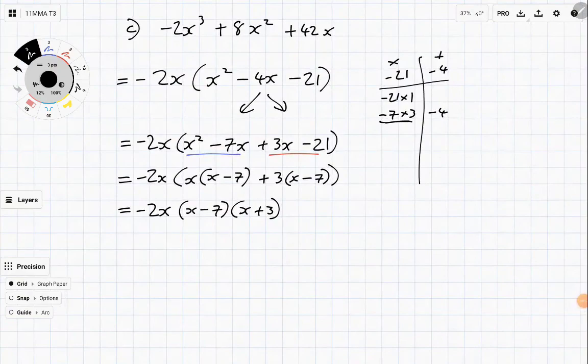So that's just using what we already knew and going from there.